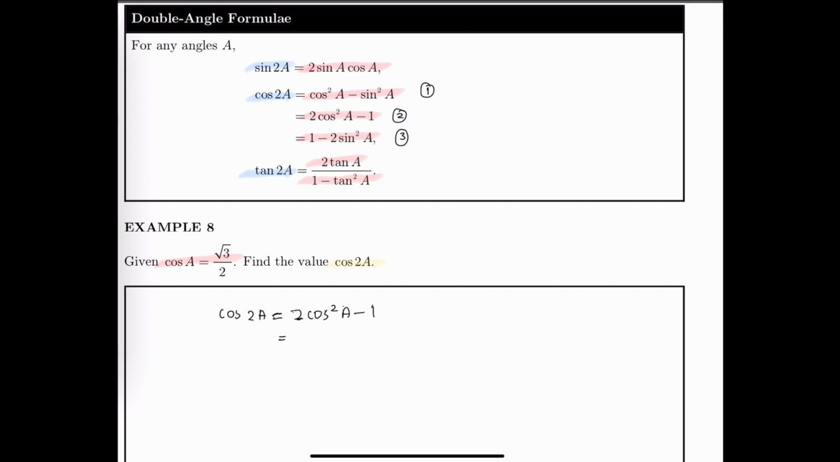Okay, let's substitute the formula. Cos squared A is basically the same as cos A squared. So substitute the value: 2 times 3 over 2 squared minus 1. And we should get the answer of 1 over 2.